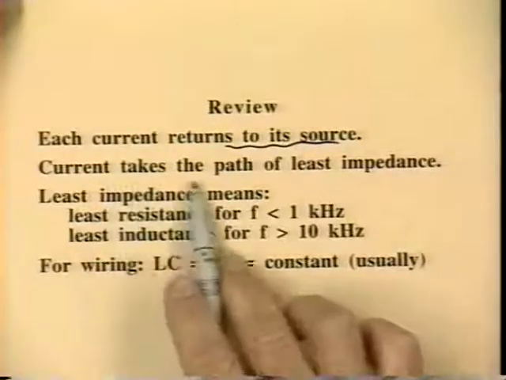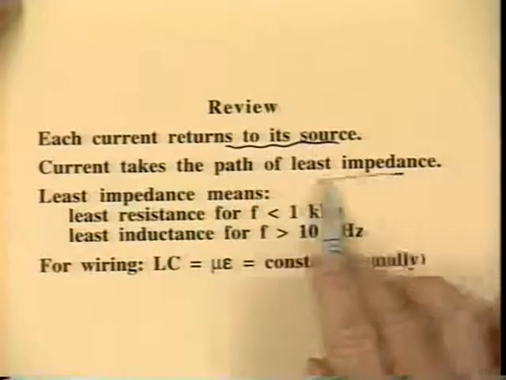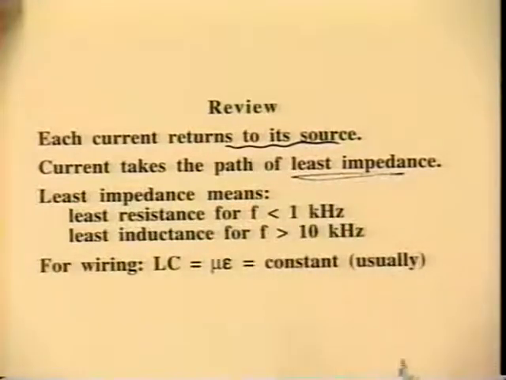We said current takes the path of least impedance. That's how we know where the current's going to go. That answer is always true. It doesn't matter what the frequency is. Current always takes the path of least impedance. It's a very good idea. It's something you can hang your hat on, something you can count on. But like ideas that are true in all cases, they tend to be a little more difficult to implement. What does least impedance really mean?